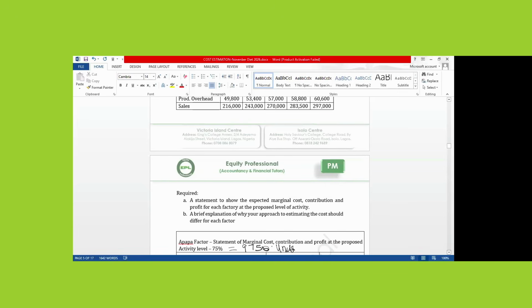This was done last week. We now have Ikeja factory. Ikeja factory currently operating at 90%. And the company is planning to increase the activity level.